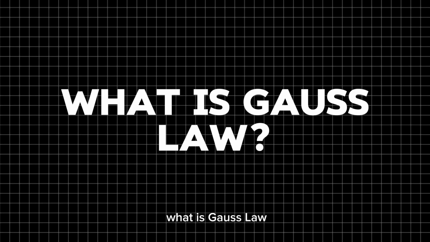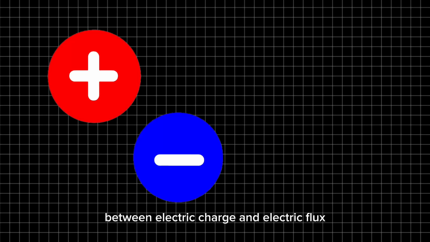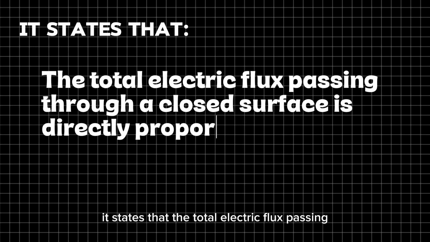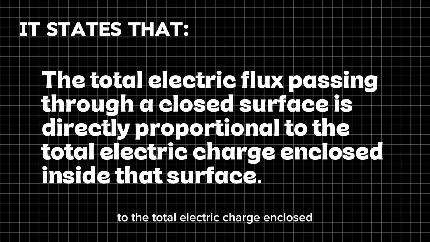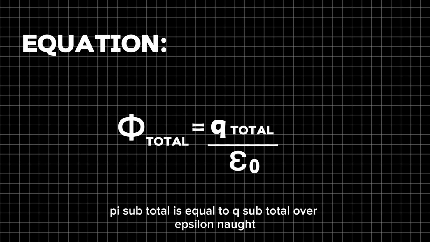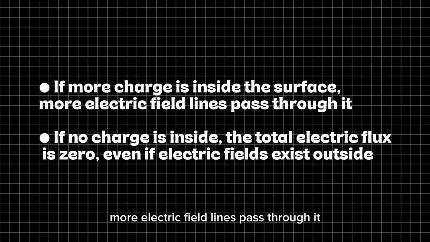What is Gauss' law? Gauss' law is a law in electricity that explains the relationship between electric charge and electric flux. It states that the total electric flux passing through a closed surface is directly proportional to the total electric charge enclosed inside the surface. In equation form, phi total is equal to Q total over epsilon naught. This means if more charge is inside the surface, more electric field lines pass through it, and if no charge is inside, the total electric flux is zero, even if electric field exists outside.